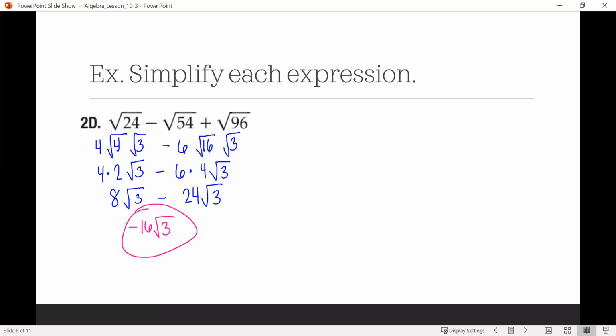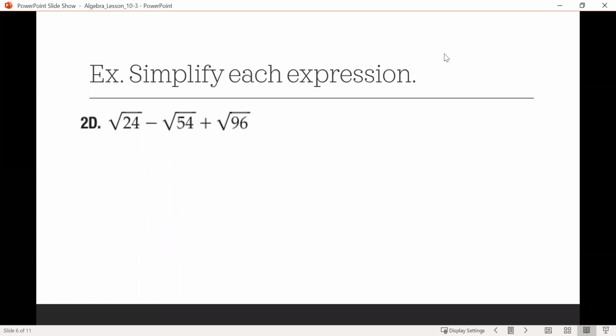Next example. Again, we're simplifying these expressions. So 24, we could break that down to 4 times 6, right? Now remember, 12 times 2 is also 24, but 12 or 2 is not a perfect square, but 4 is a perfect square. And then 54, 9 times 6 is 54, and 9 is a perfect square.